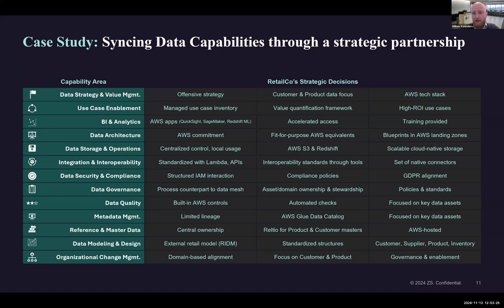And then maybe one last final decision they made was they chose to adopt an external data model. It's RIDM, I think retail industry data model, if I'm not mistaken. That was the data model they adopted for these key domains, and it gave them a very clear, trackable set of standards to follow. So just another example of a data strategy.